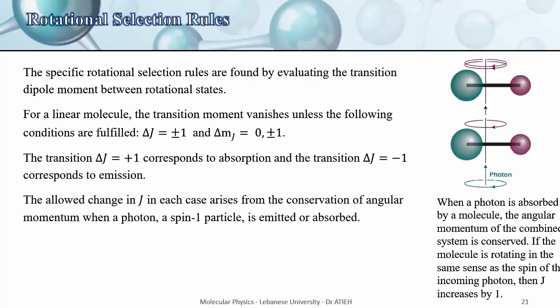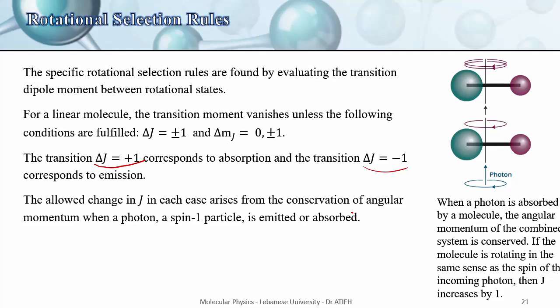For a linear molecule, a diatomic molecule, it has been found that the transition dipole moment is different from 0 when delta J is equal to plus or minus 1. This is the condition. If delta J is equal to plus or minus 1, that means delta Mj is 0 or plus or minus 1. Now, delta J equals plus 1 corresponds to the absorption of a photon. Delta J equals minus 1 corresponds to the emission of a photon.